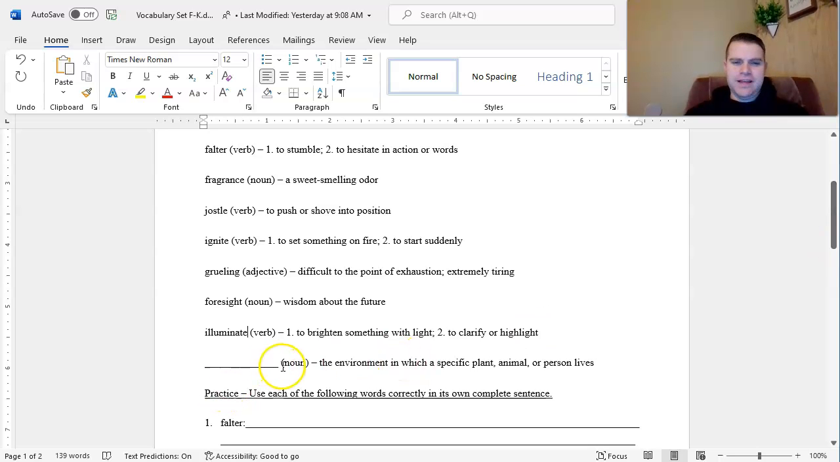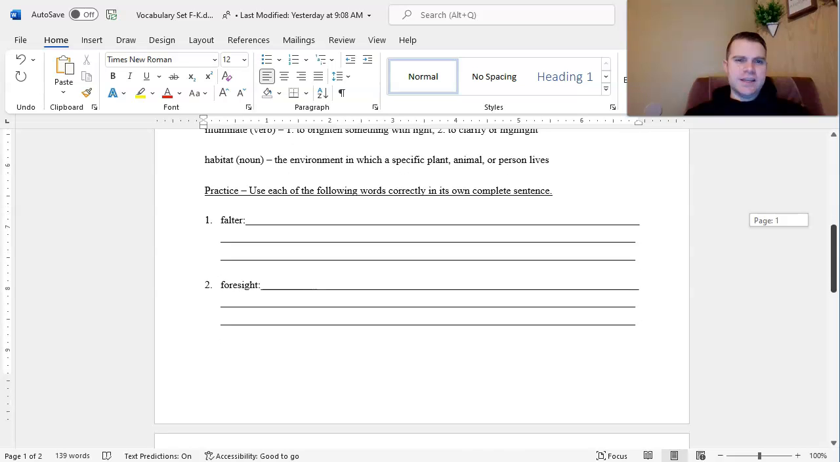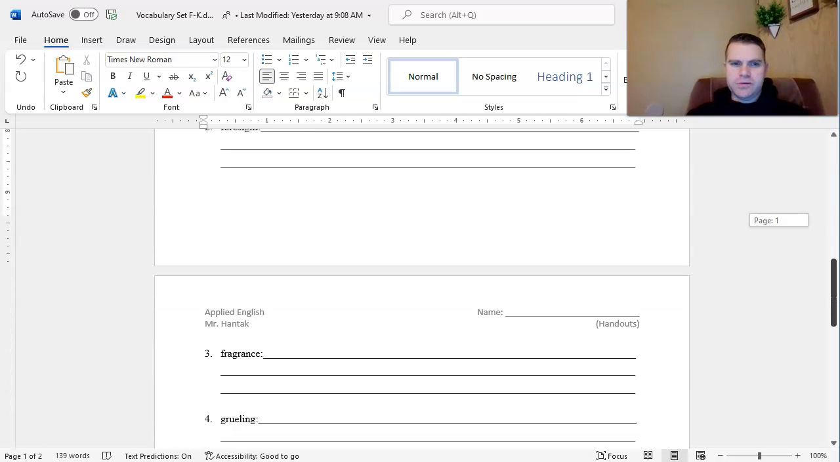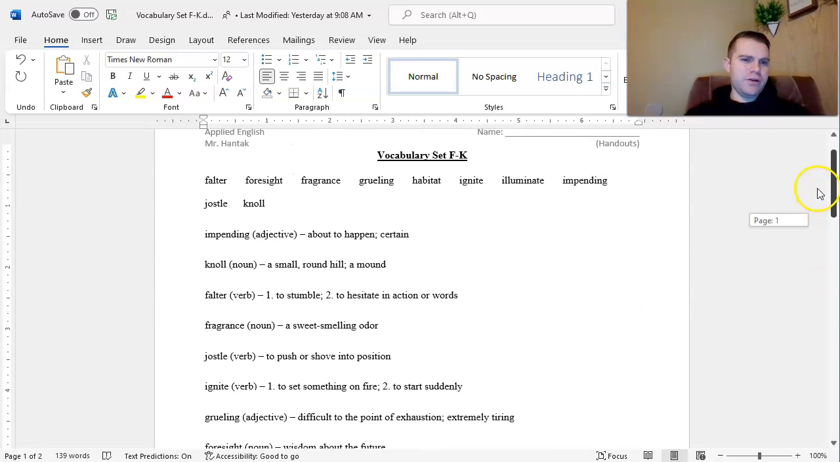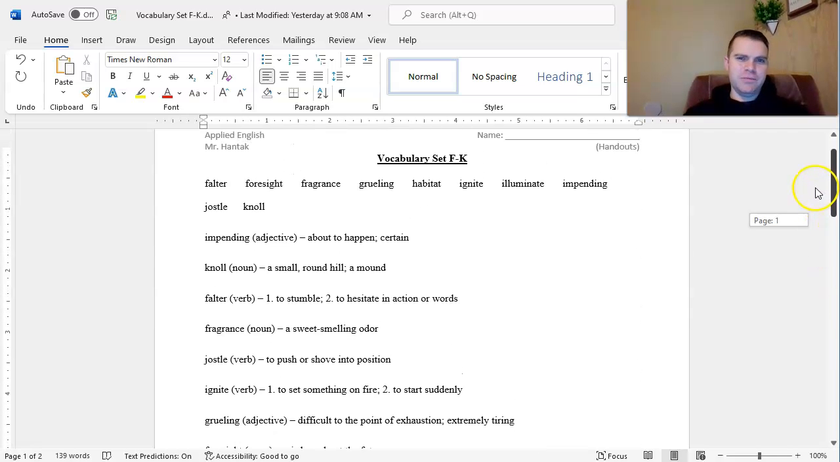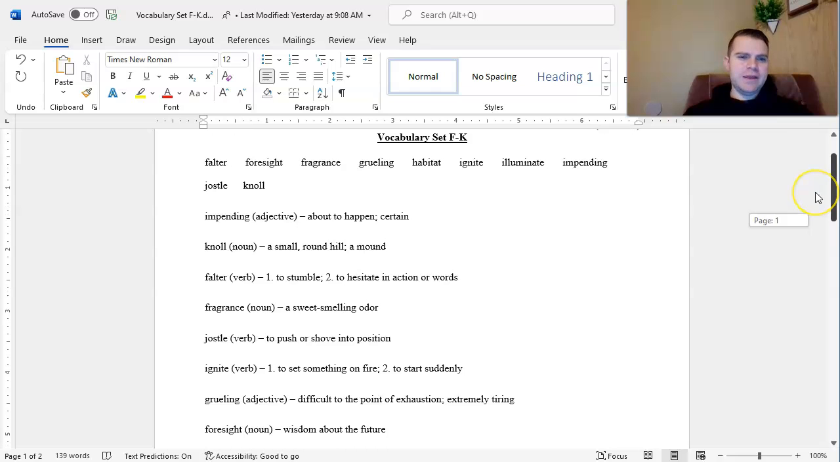And our last one, the environment in which a specific plant, animal, or person lives is that creature's habitat. It does say use each of the following words correctly in its own complete sentence. I hope my definitions are helpful for you as you work through that part on your own. You will have these definitions available to you within your document.